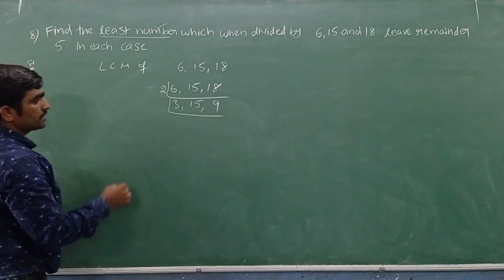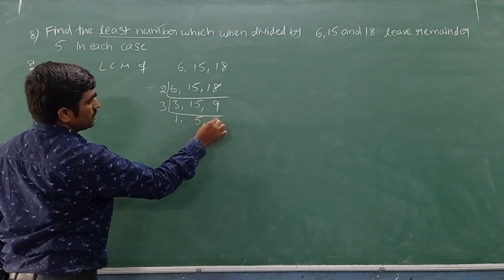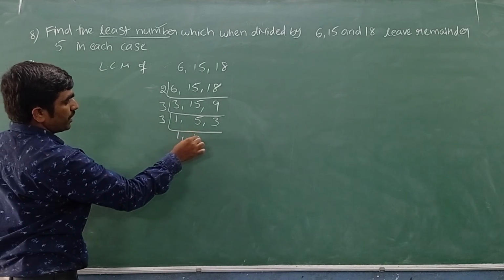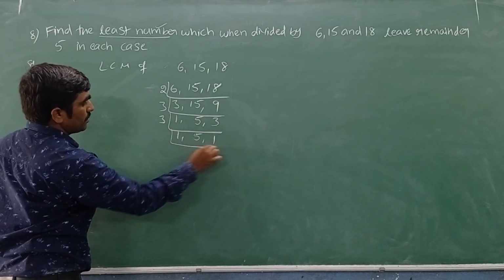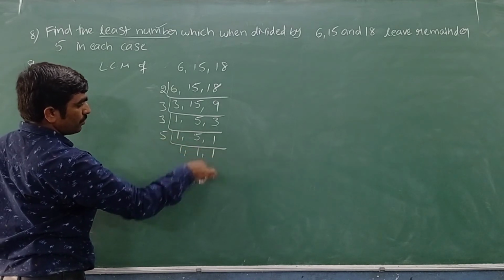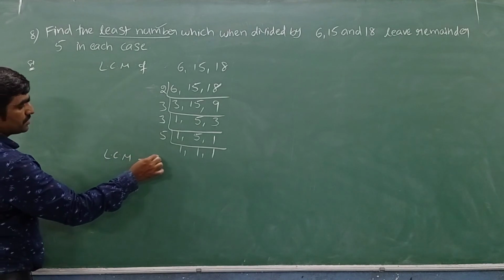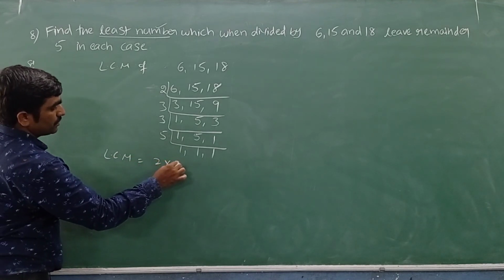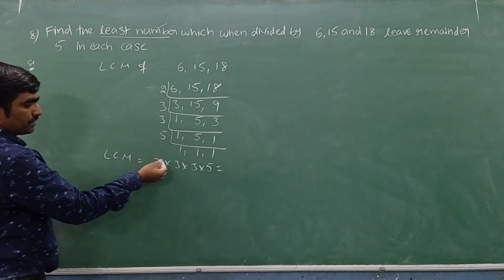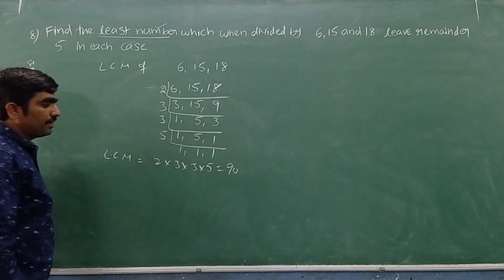Now which prime number goes exactly into all three? 3 ones are 3, 3 fives are 15, 3 threes are 9. Again, 3 goes into 1 as this, into 5 not, into 3 three ones are. Again 5 goes into 1 as this, 5 ones are 5, 1 as this. Then let me write here the LCM. LCM is equal to 2 into 3 into 3 into 5, which is 6, 6 threes are 18, 18 fives is 90. And 90 is the LCM.